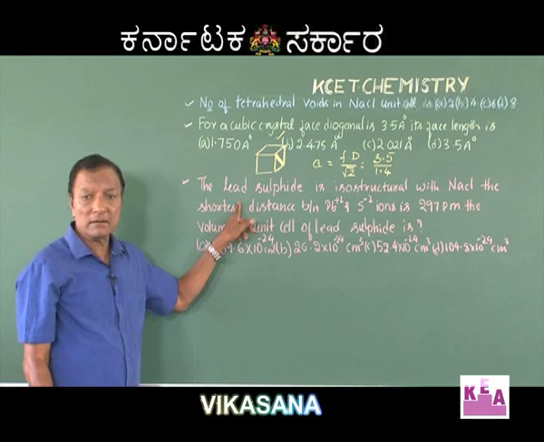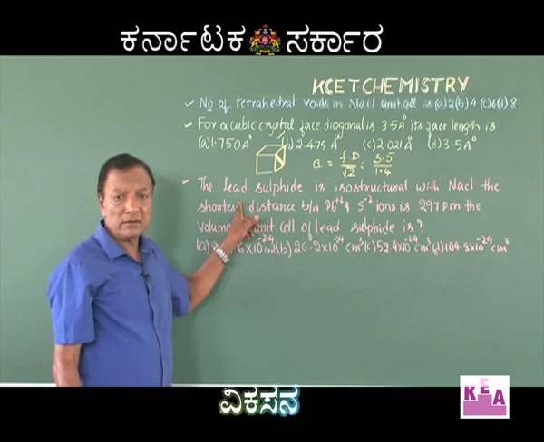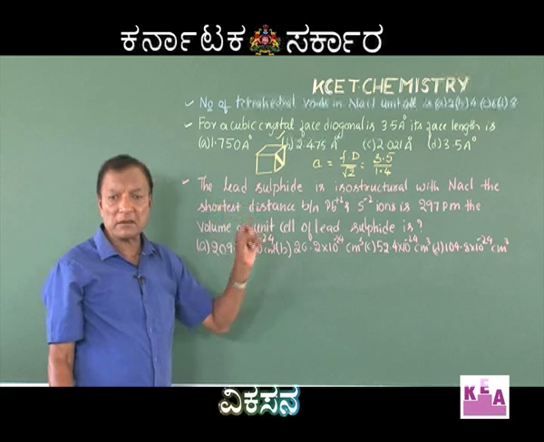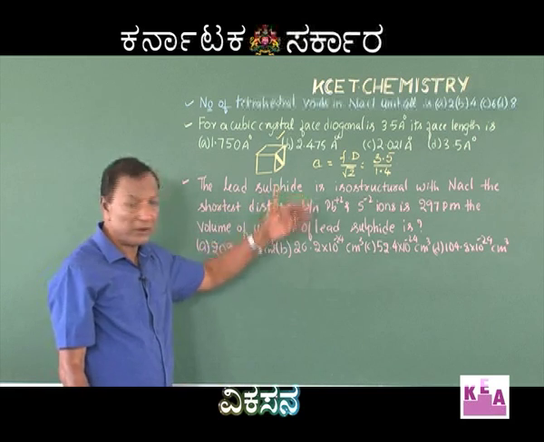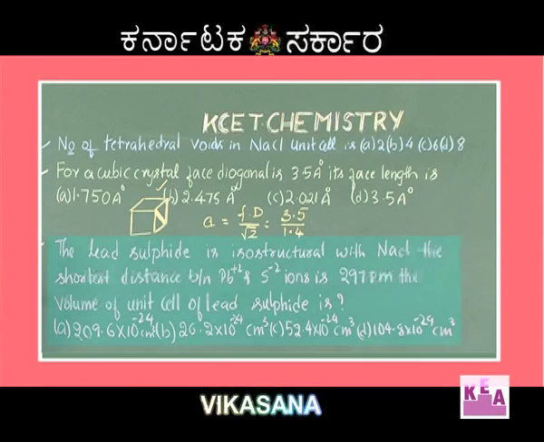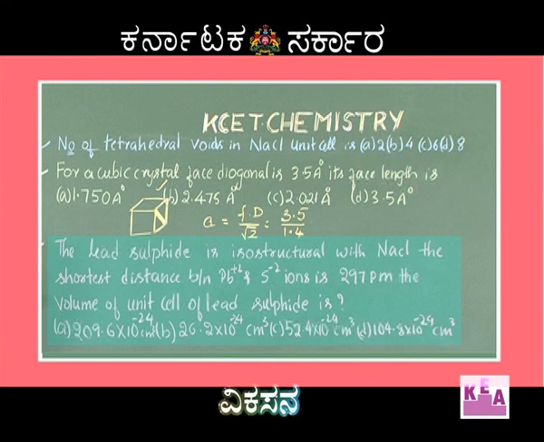In the next, sometimes we are expected to go for such calculations also. Lead sulfide is isostructural with NaCl. The shortest distance between the Pb plus 2 and S minus 2 ions is given. With the help of this shortest distance, we are expected to give the volume of the unit cell.